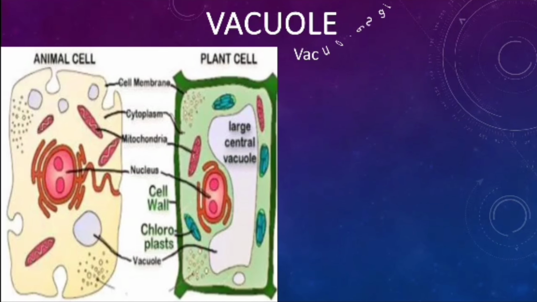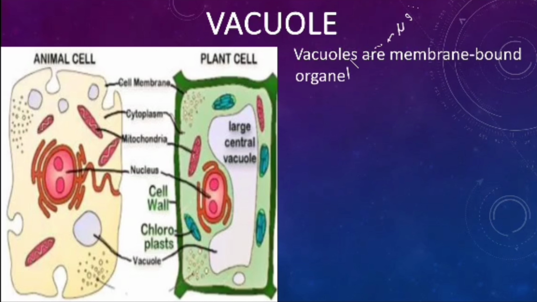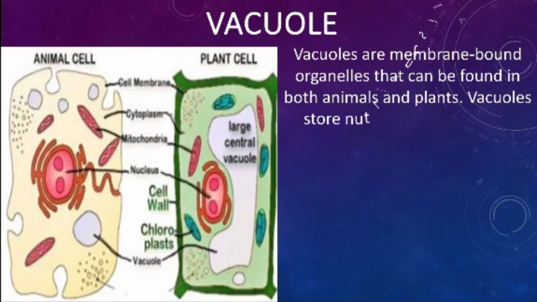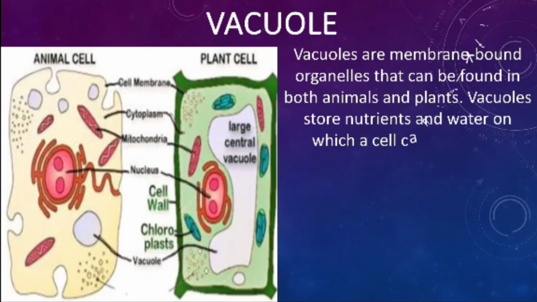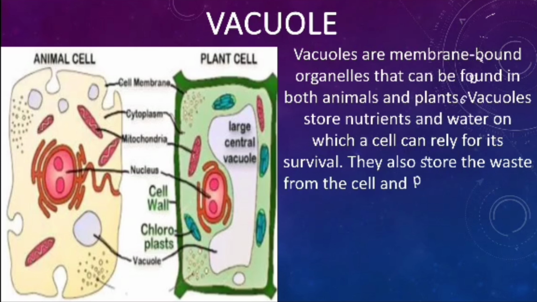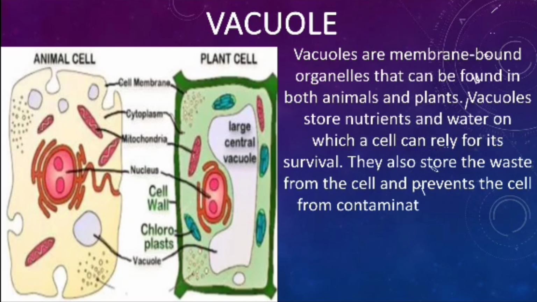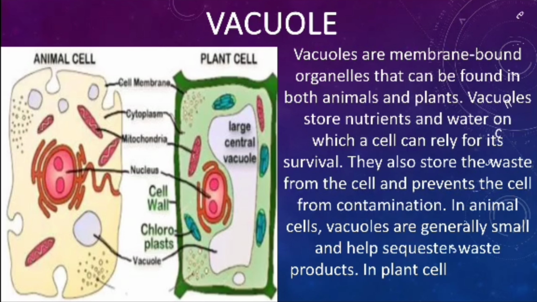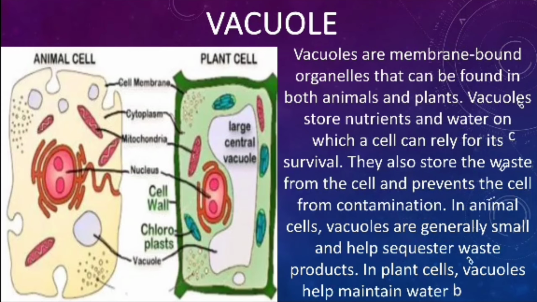Vacuoles. Vacuoles are membrane-bound organelles that can be found in both animals and plants. Vacuoles store nutrients and water on which a cell can rely for its survival. They also store the waste from the cell and prevent the cell from contamination. In animal cells, vacuoles are generally small and help sequester waste products. In plant cells, vacuoles help maintain water balance.